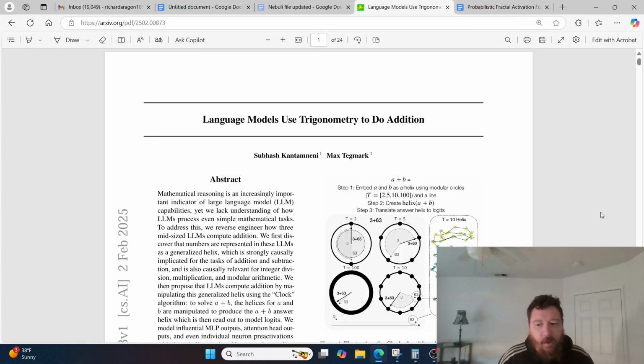This research paper came out a few days ago. Language models use trigonometry to do addition, and it's put out by MIT. I want to talk about this research paper because I have a lot of feelings about it.